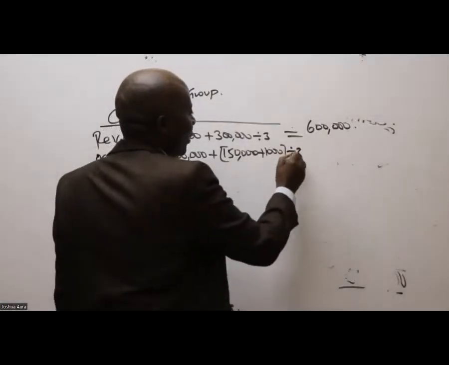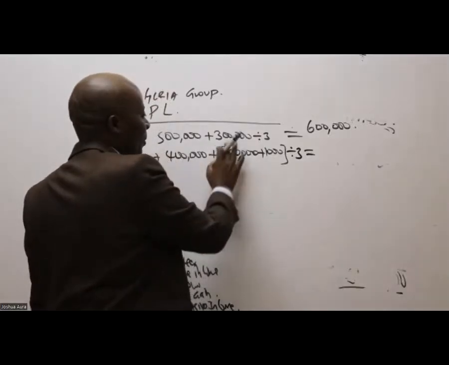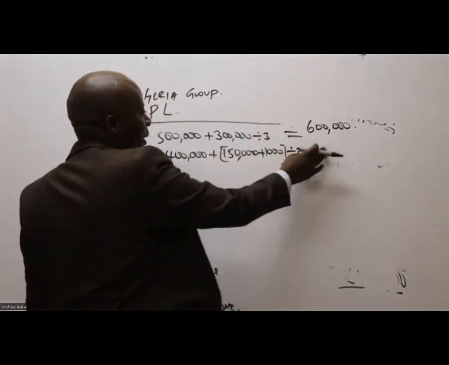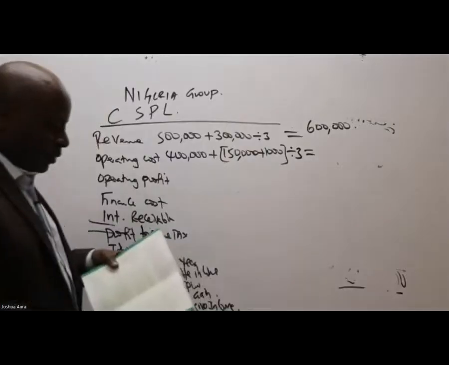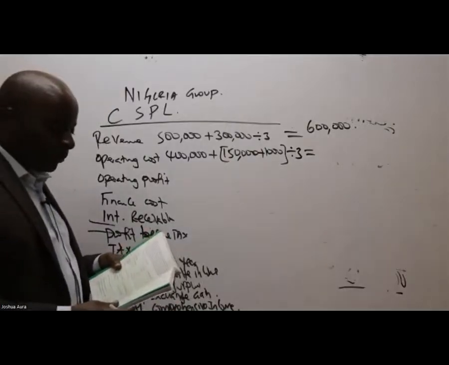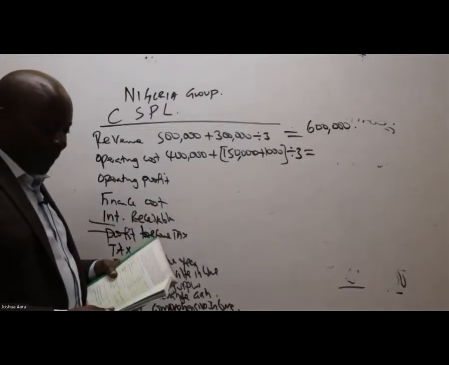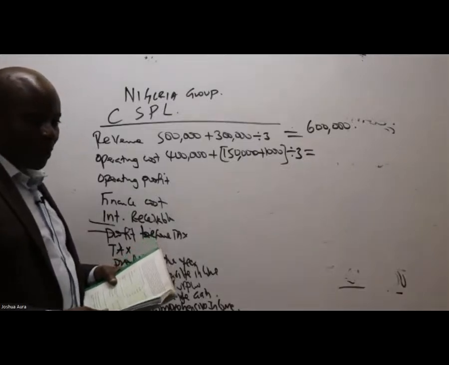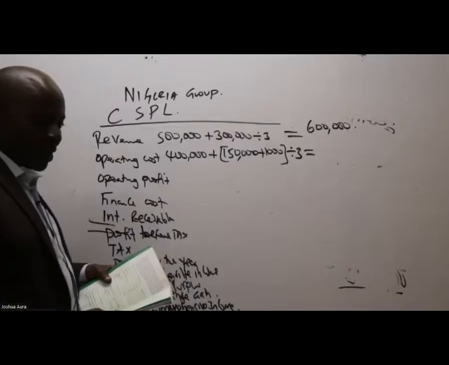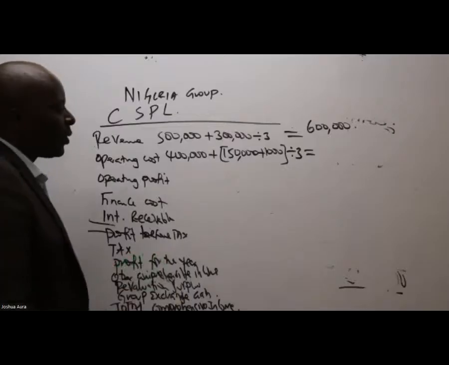So these two, they're in DNs. They have to be divided by 3. So please take 400,000 plus 151,000 divided by 3. Give me a figure to write there. Time is not on our side. Please hurry up.